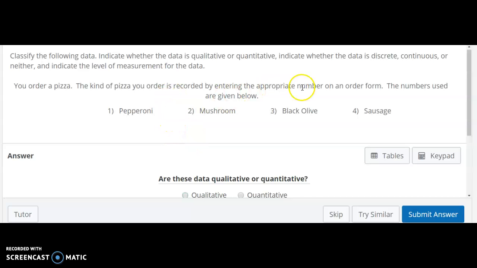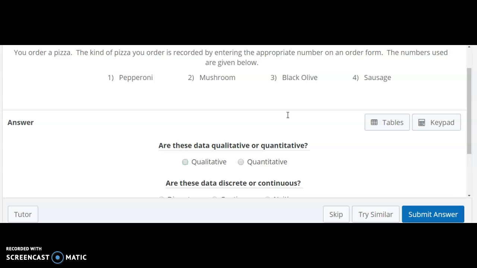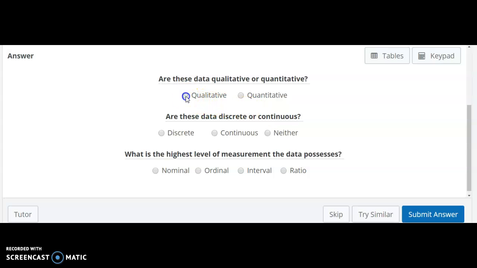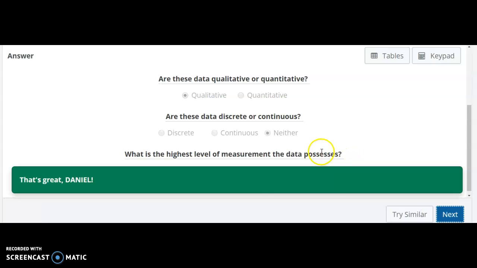Kind of pizza that we're ordering. These are categories. If you even use a number, it's arbitrary. The number is totally meaningless. So we'd have qualitative, would not be discrete or continuous. And this is just categorical or nominal data here.